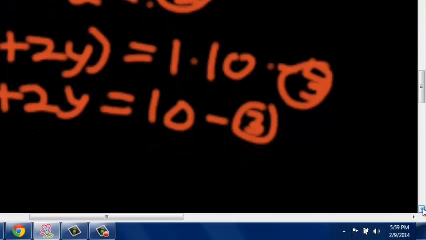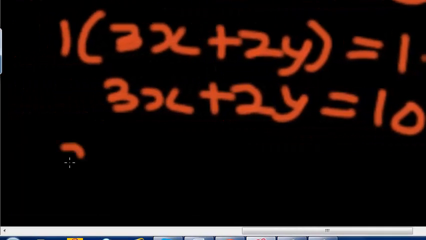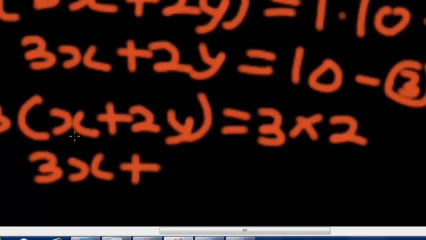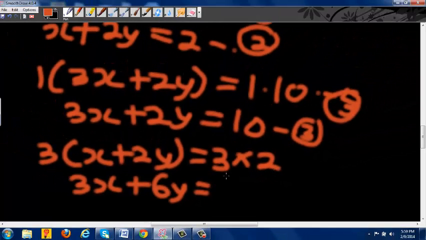Now we need to multiply the second equation by the value of 3. That will be x plus 2y is equals to 3 multiplied by 2. Once we multiply this out, we'll get 3x plus 3 times 2y give us 6y. 3 multiplied by 2 will give us 6. This will be equation 4.